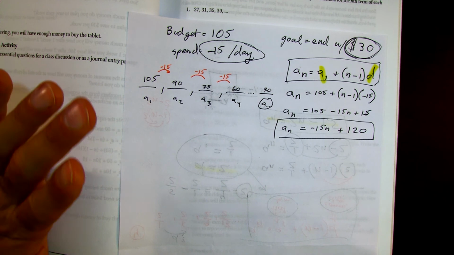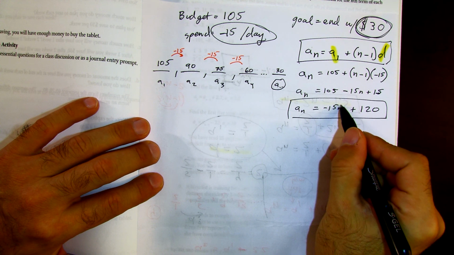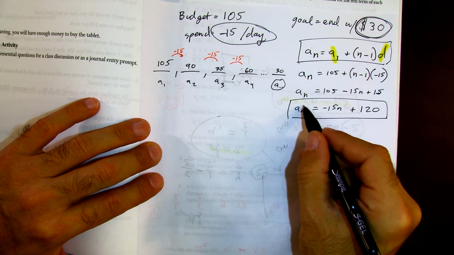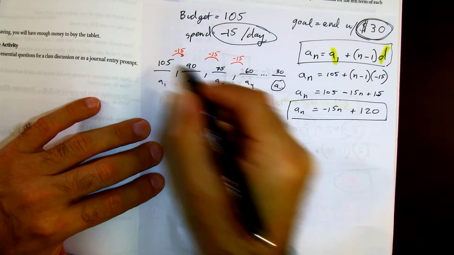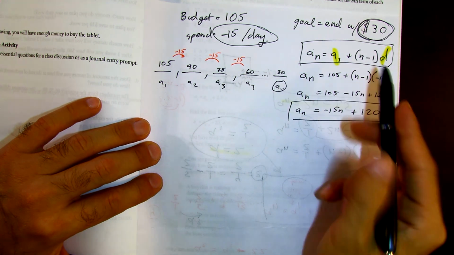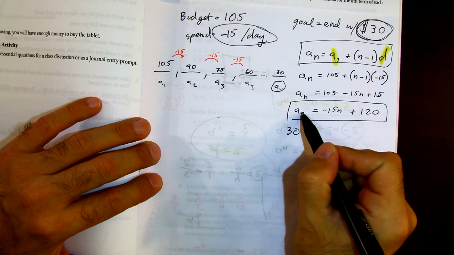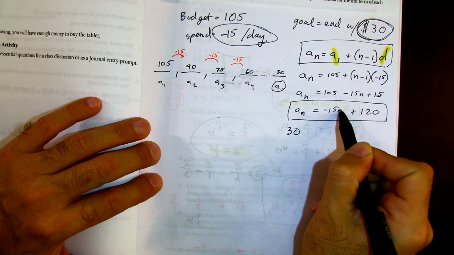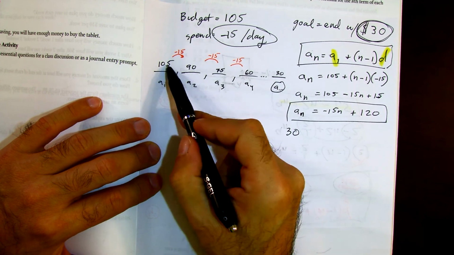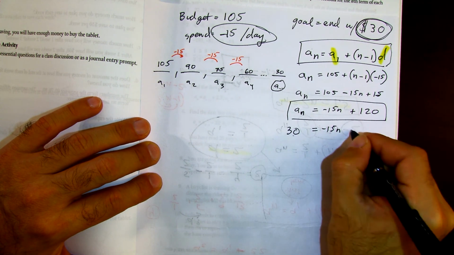Now watch, this is what we're going to do. Because look, think about this. If I plug in 1 right here, that's looking for the first term. It would be negative 15 plus 120, and I would get 105. We're going to do this in reverse order where we say we end with $30. So I'm going to put $30 here. Because remember, if I wanted a sub 1, I'd plug in 1 here, work it out, and a sub 1 would be equal to 105. In this case, I want to see what I plug in for n to end up with $30.